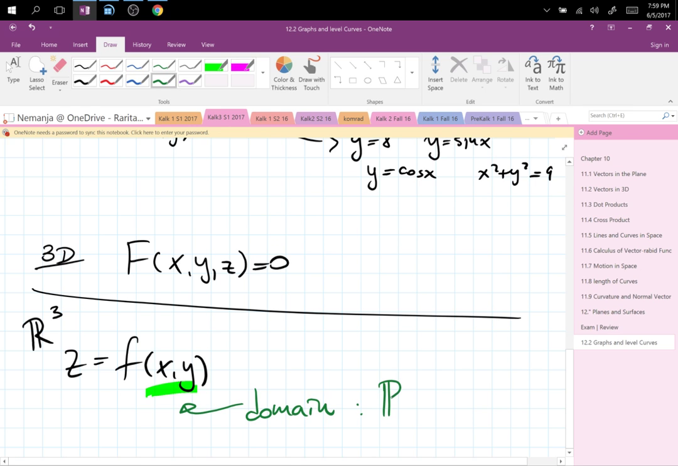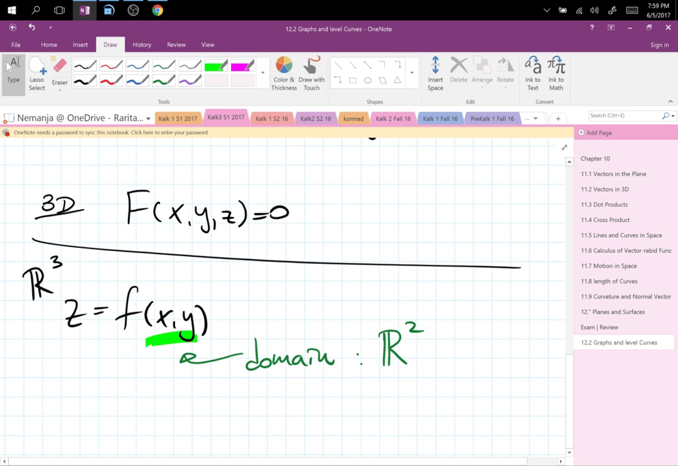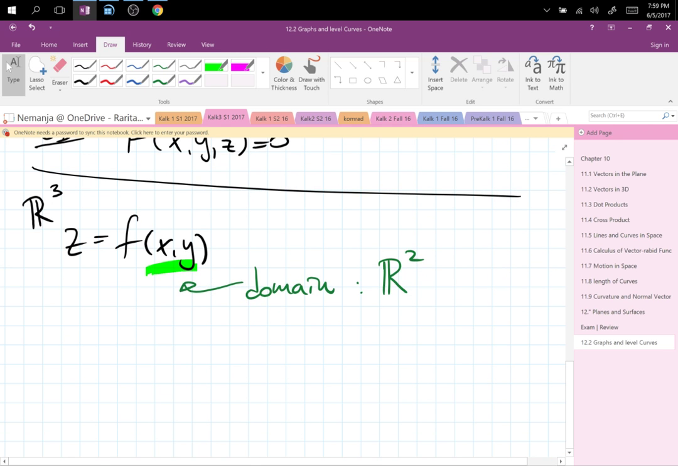Domain is R2. Domain has sets of points which are x and y in the xy plane. So what we are going to do here is we provide x and y, and then we are able to compute z. If you want a graphical representation, you have your good old xy plot, which you are very familiar with, and you are mapping that onto a z-axis.